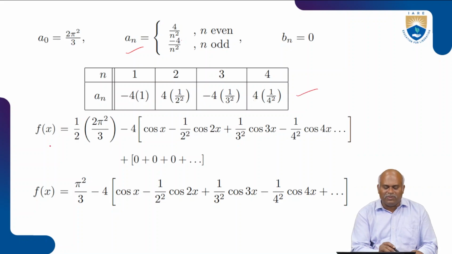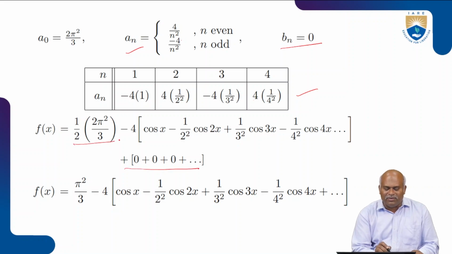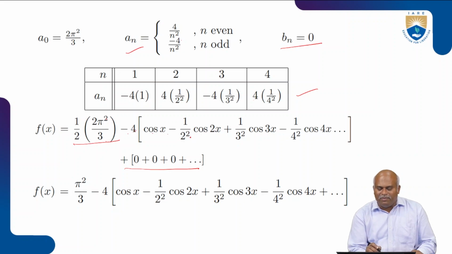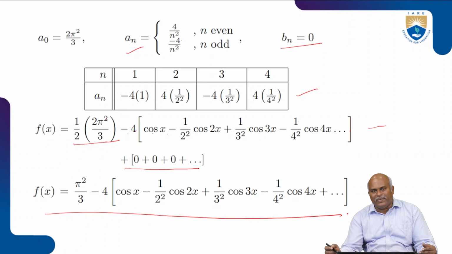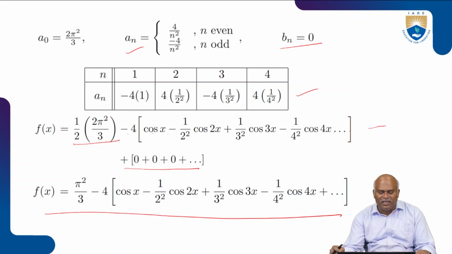These values are substituted in the trigonometric Fourier series condition. So all b of n values are 0. I write here a0 by 2, with b of n equal to 0, equal to 2 pi square by 3 minus 4 cos x minus 1 by 2 square cos 2x plus 1 by 3 square cos 3x minus 1 by 4 square cos 4x, up to infinity. Finally, I can simplify the equation as f of x equal to pi square by 3 minus 4 cos x minus 1 by 2 square cos 2x plus 1 by 3 square cos 3x minus 1 by 4 square cos 4x.